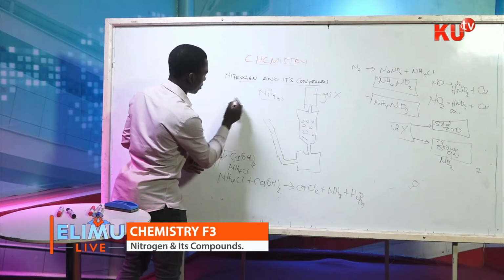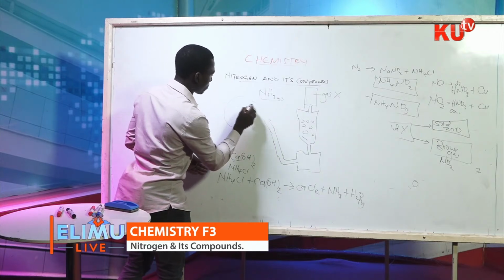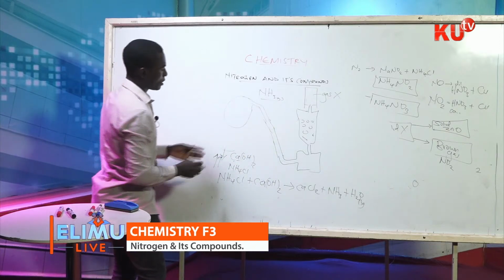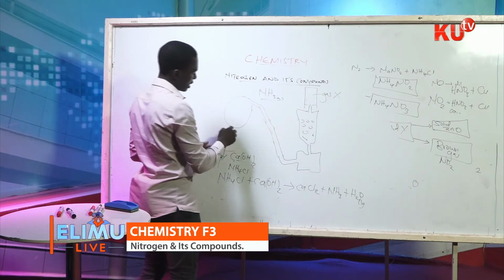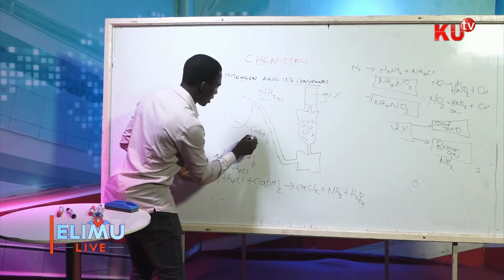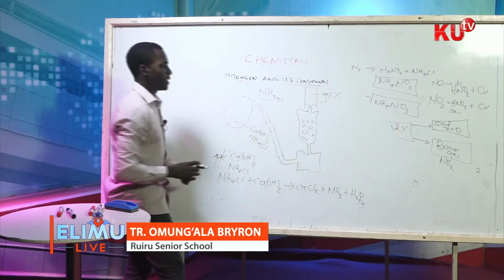It should be in this form. So if you see my experiment here, this reaction, here you have calcium hydroxide and you have ammonium chloride.